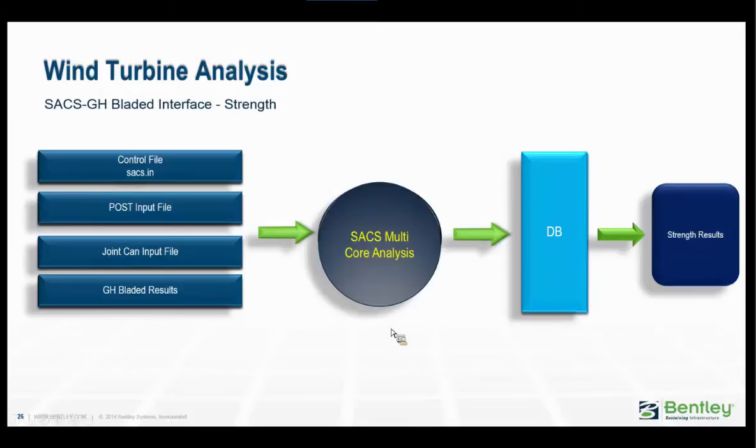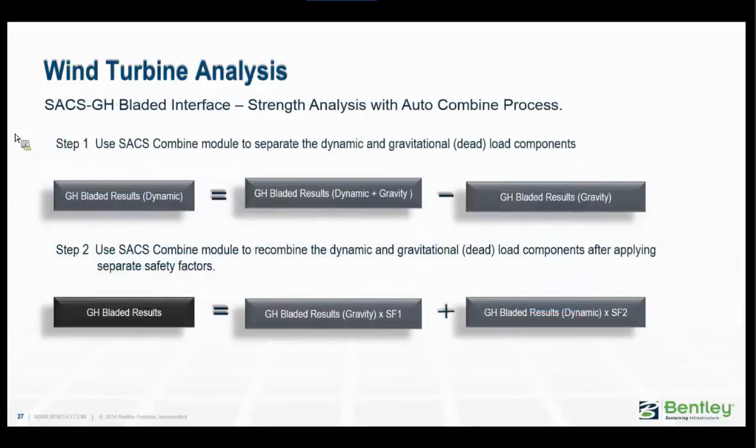And similarly for a strength analysis, you have the choice. Again, you can put in a control file, a post input file that describes the type of code checks that you want to conduct, a joint can input file to design your joints, and the GH Bladed results. And again, you will do the multi-core analysis in SACS. You will have thousands, or actually millions, of unity checks, which are stored into a database, which is then filtered, and then we'll give you the critical unity checks. All very simple to run, as I showed the uncoupled process earlier on.